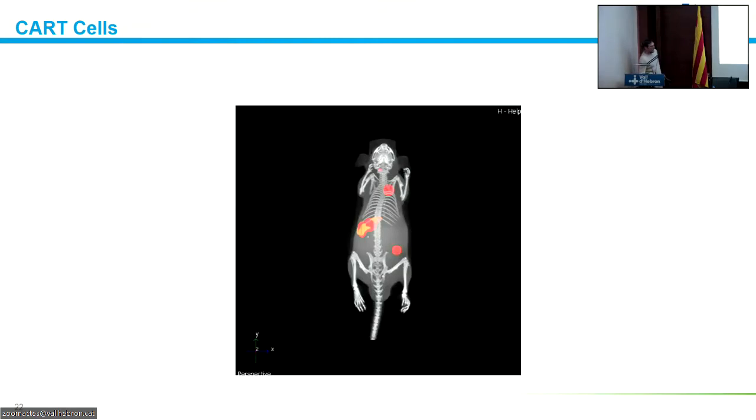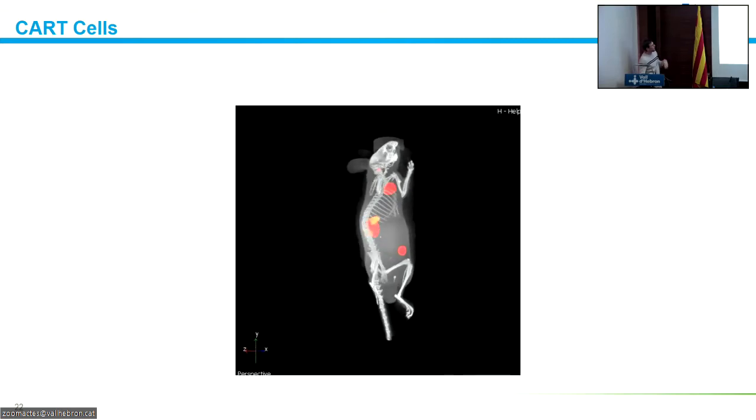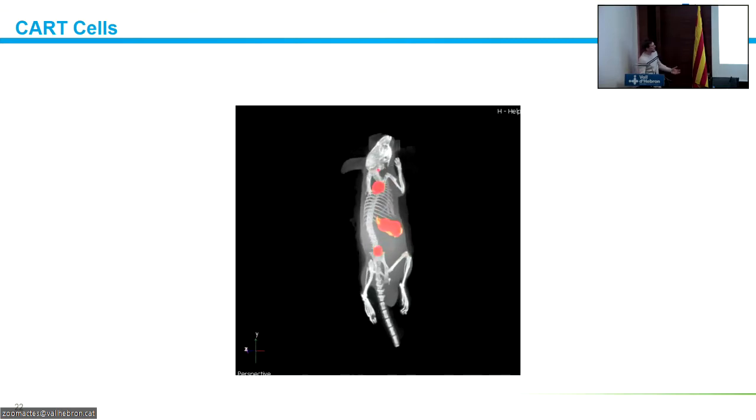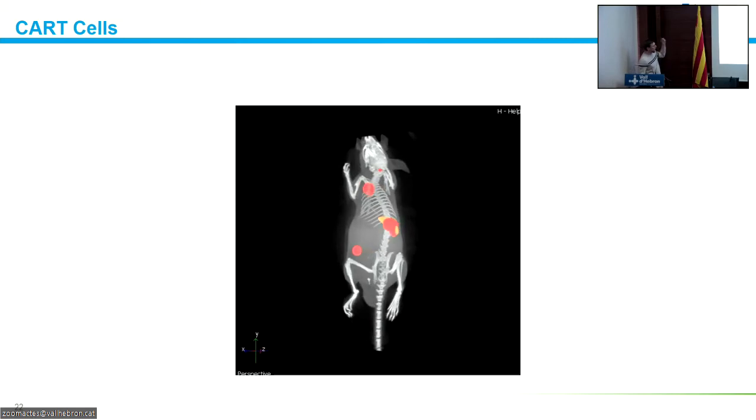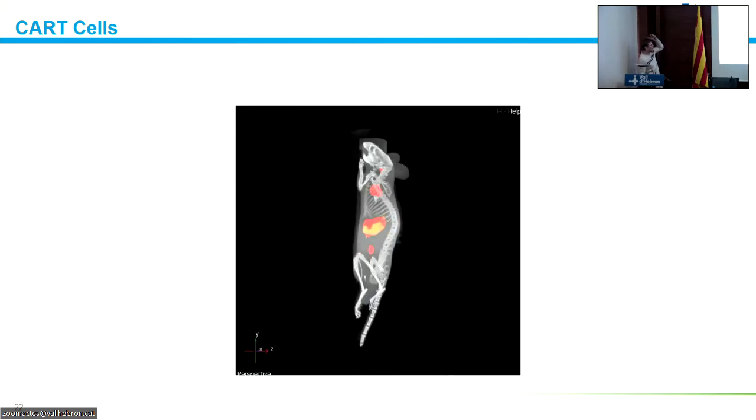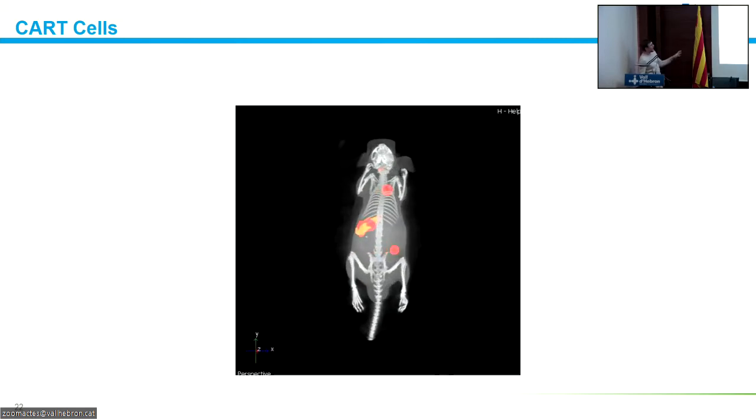So far we have been looking at the tumor cells. Here we are just looking at the T cells. We just performed a domiciliation study. We took T cells, transfected them with luciferase, and injected them IV. We were checking the distribution of those CAR T cells. As you can see here, they are mainly distributed in the spleen and in some lymph nodes.